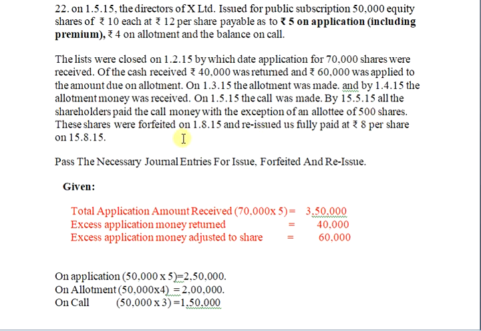These shares were forfeited. Which shares were forfeited? The 500 shares were forfeited and reissued as fully paid at how much value are they giving? 8 per share on 15/8/2015. Pass the necessary journal entries for the issue, forfeiture and reissue.